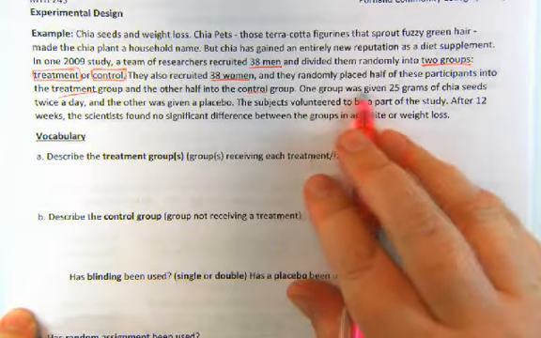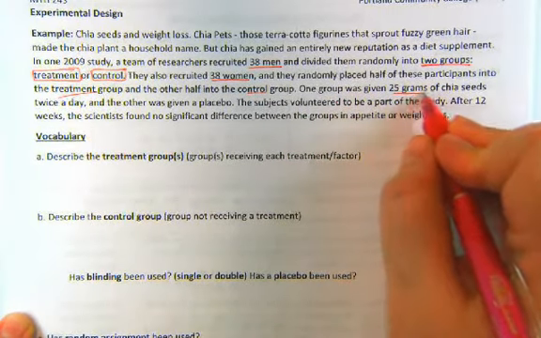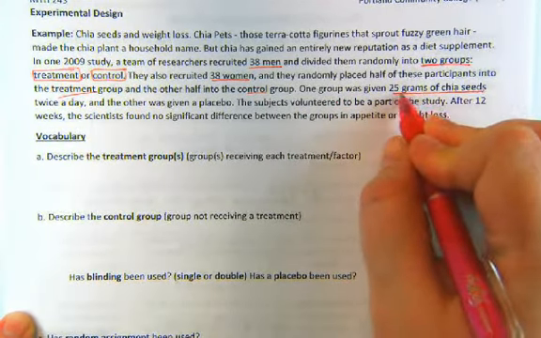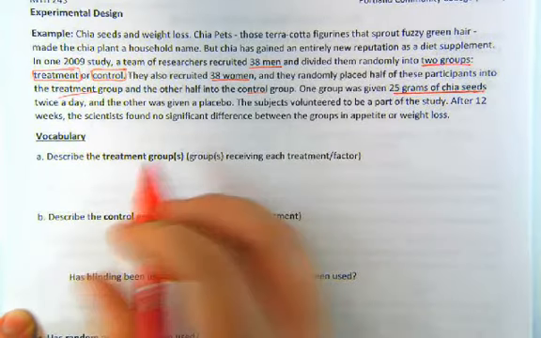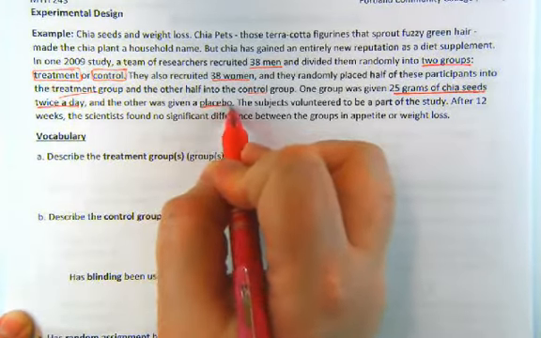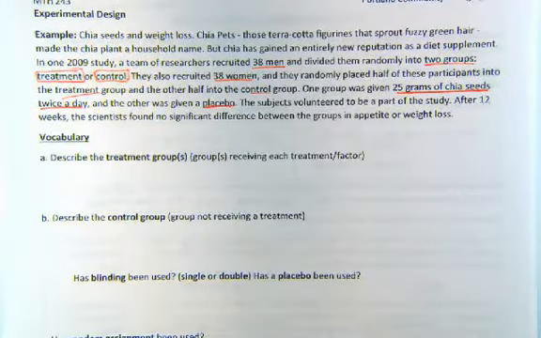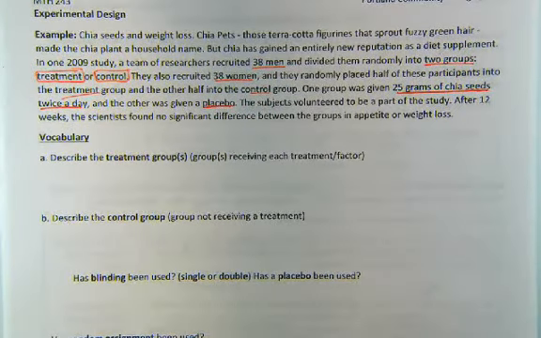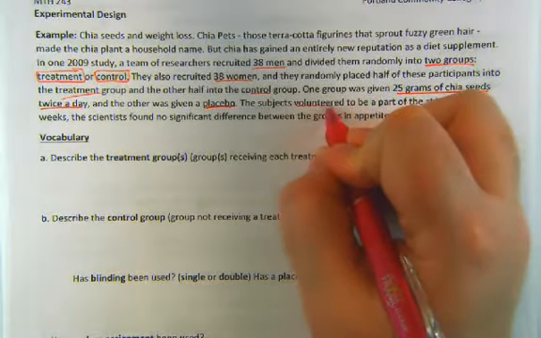The subjects volunteered, and that's going to be something important to note, because when we have volunteers, that can influence the data a little bit. So after 12 weeks, the scientists found no significant difference between the groups in appetite or weight loss. So basically no significant results.